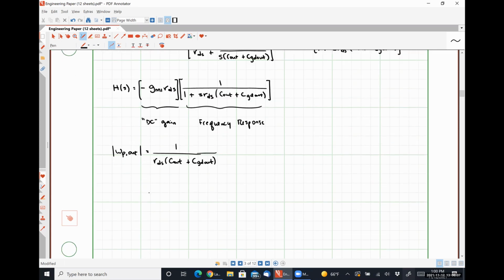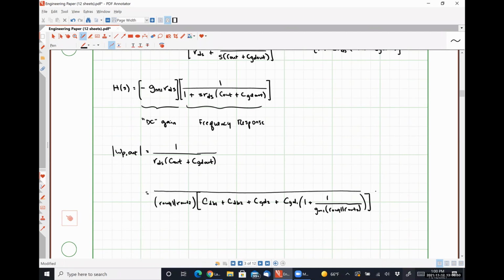And circling back around, if we substitute all of our stuff in, that's going to look like R out 1 in parallel with R out 2 multiplied by CDB1, CDB2, CGD2, CGD1 multiplied by our Miller factor of 1 plus 1 over the gain, GM1 times R out 1 in parallel R out 2, close parentheses there, close parentheses there, close bracket there, and it's 1 over that whole big ugly thing.